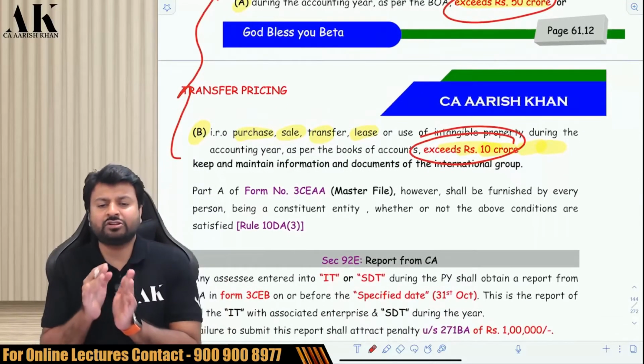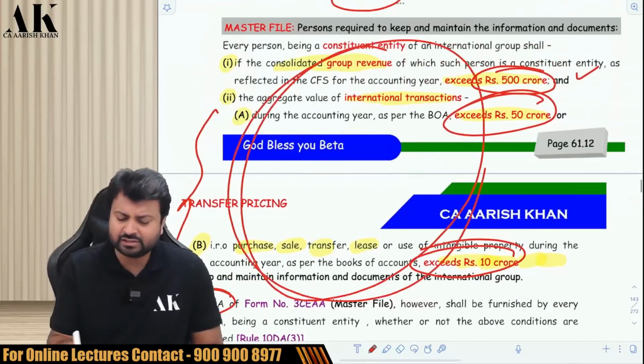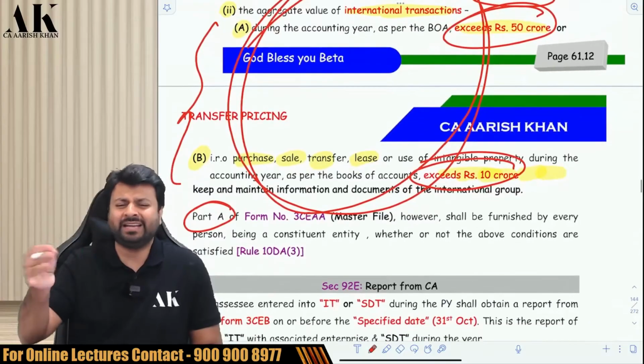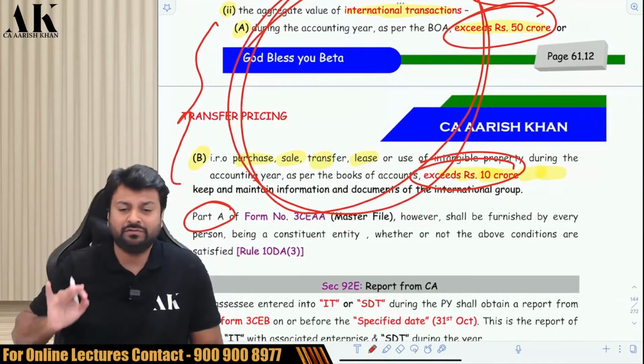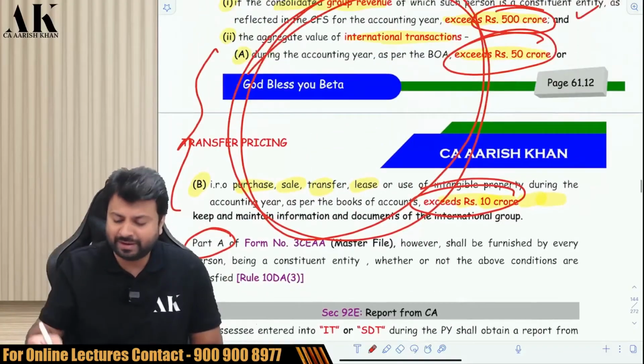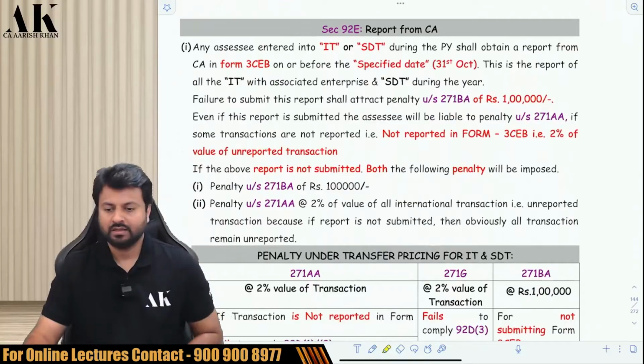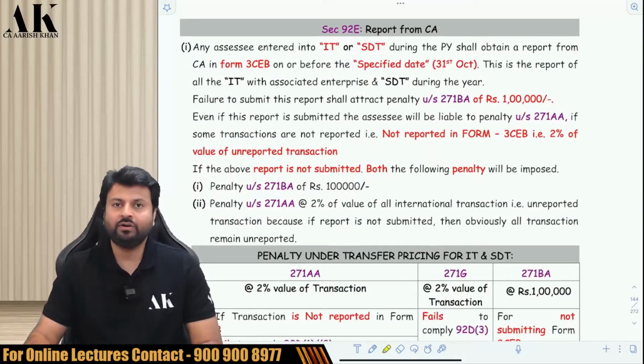And in CBCR also there are two parts. Part A, everybody has to file whether you fulfill these conditions or not. Part A has some basic details that everybody has to fill. But part B has more detailed information that will only be filled by those people who are fulfilling these two conditions. Okay, check it please. So let's move on to the next point, and that is the report from CA.